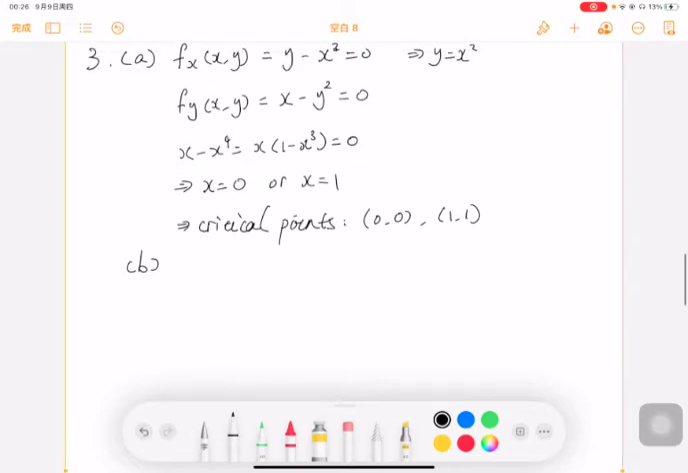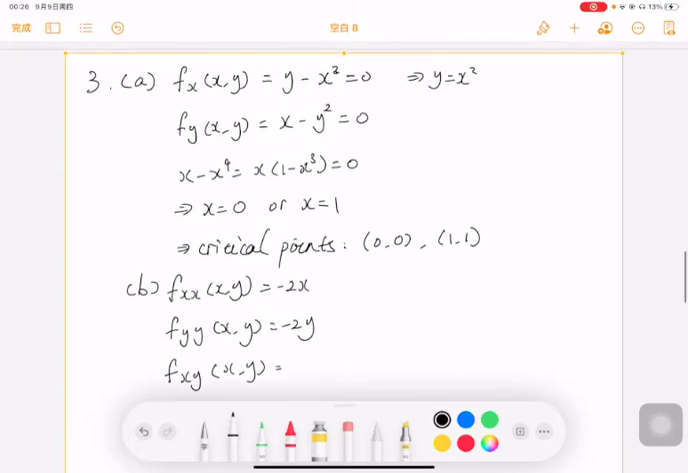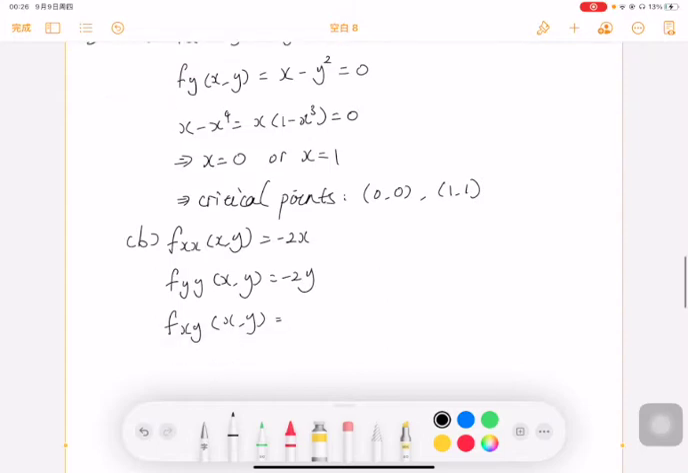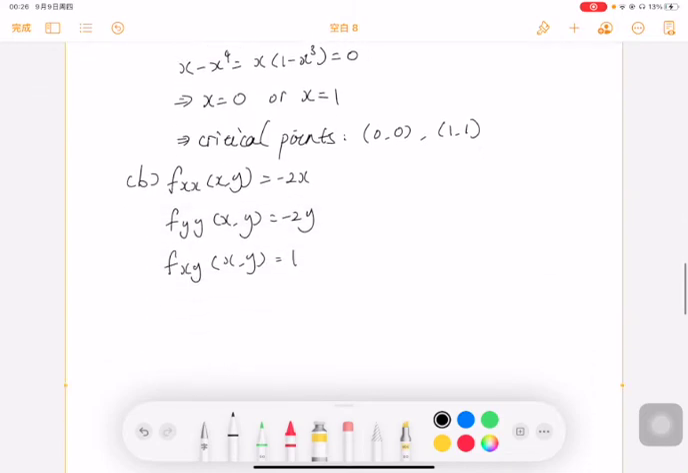All right, so let's first compute the second derivatives. f partial x partial x, to take one more x derivative on top of this, you get minus 2x, and f partial y partial y equals minus 2y, and then f partial x partial y equals 1. It's just a constant, right? Yeah, it's a constant that does not depend on x or y.